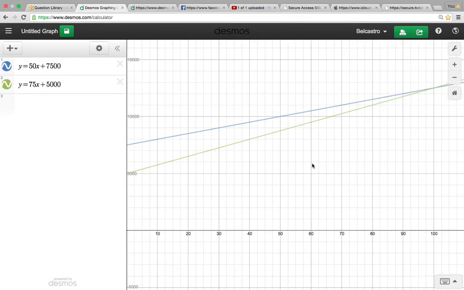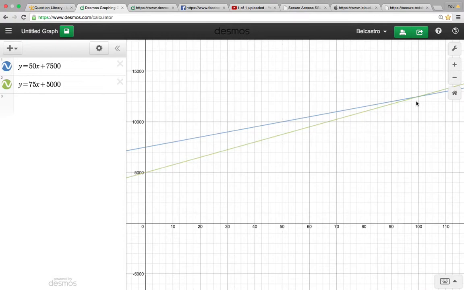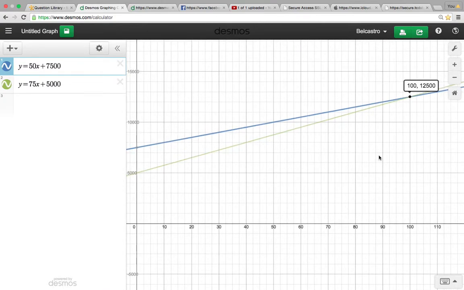Hey, that worked out nice. All right, so let's zoom out just a bit from that so we can see this idea here. And this looks like the point of intersection at 100. We could test this by plugging 100 into both to see. But the point of intersection means it doesn't matter which place we choose. At 100 people, the price is the same, and the price is going to be $12,500 if we invite 100 people.